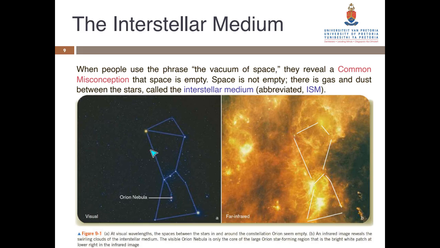So here in image A, we can see the visual wavelengths. The spaces between the stars in and around the constellation Orion seem empty. But image B, an infrared image, reveals the swirling clouds of the interstellar medium. The visible Orion core of the large Orion star-forming region is the brightest white patch at the lower right in the infrared range. So what we see right here, this circle, is the Orion Nebula. And looking at the left image, that is the center of Orion's belt. And that is my most favorite object to observe.